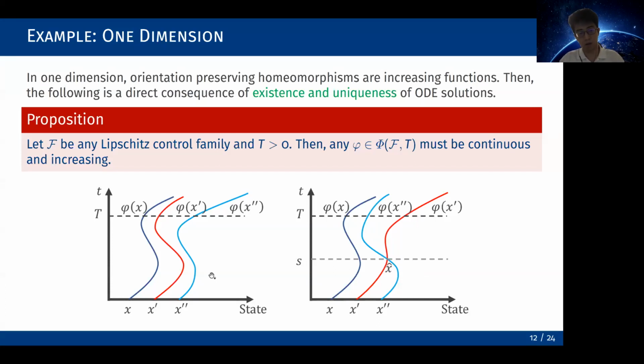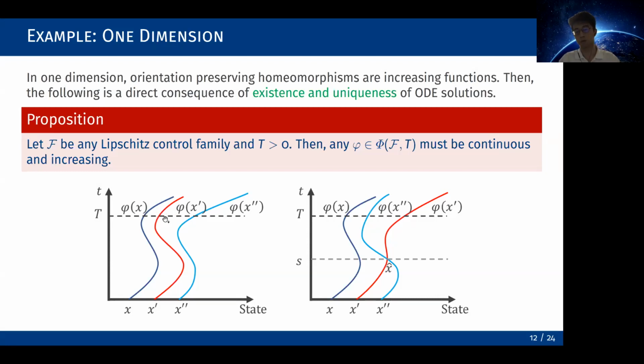So if they cannot cross, all these paths must be like in the first case. They are not parallel, but they cannot cross each other. If they cannot cross each other, then this function here must be increasing, because if x prime is greater than x, then phi of x prime is going to be greater than phi of x.